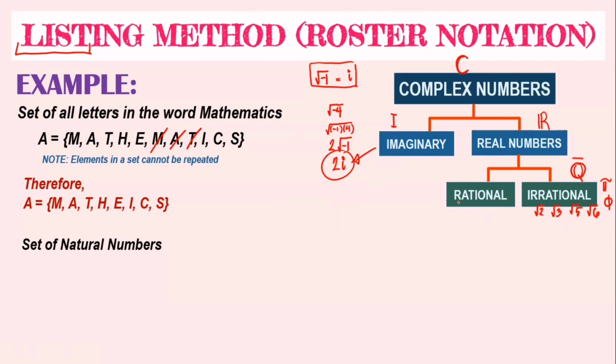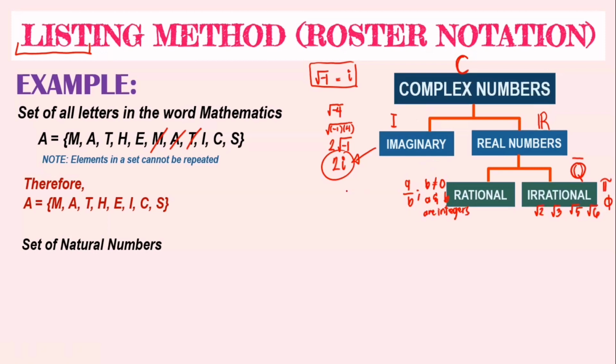Next, pag sinabi naman nating rational, ito naman yung mga can be written in the form of A over B, wherein okay, B should not be equal to 0 kasi pag nag-equal to 0 yan, undefined na siya. And of course, dapat ang A and B natin, A and B are integers. Okay, any integers, yung A and B natin.